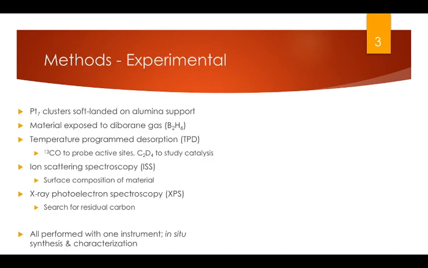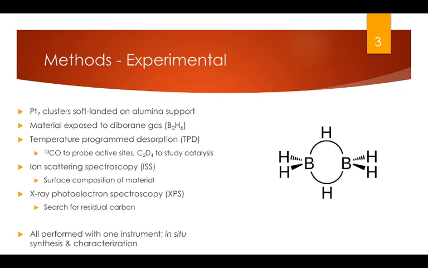So they created their catalytic material using mass-selected ion soft landing of platinum-7 clusters on alumina support. Mass-selected ion soft landing basically means they vaporized their platinum with a laser. They used a mass selector to isolate just the cluster size that they wanted, and then they focused that into an ion beam which deposits the clusters on the support. They exposed the material to diborane gas to nanoalloy it with boron.